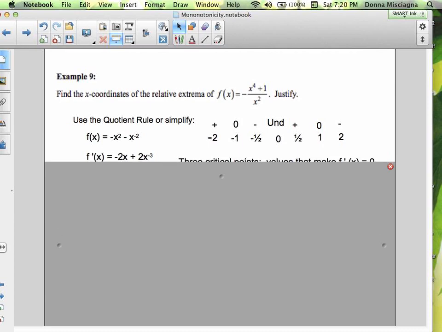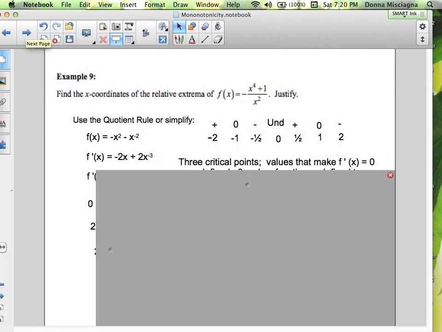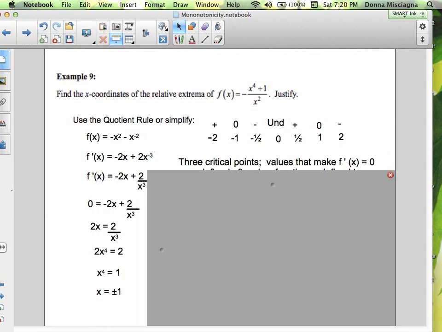Let me just go this way. So we're going to have to move over. There we go. Either simplify or use a quotient rule. Simplifying would be a little easier. So what do you think I did? I simplified. All right, so if I divide x to the 4th by x squared, negative x to the 4th by x squared, we're going to have negative x squared. If I divide negative 1 by x squared, I'm going to have negative x to the negative 2.